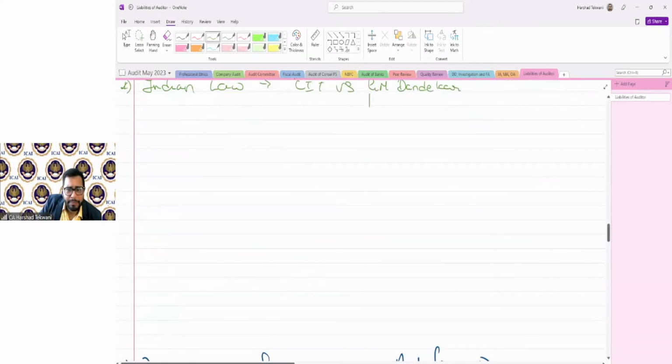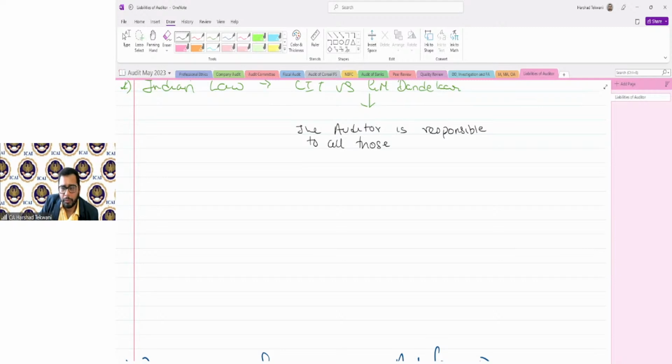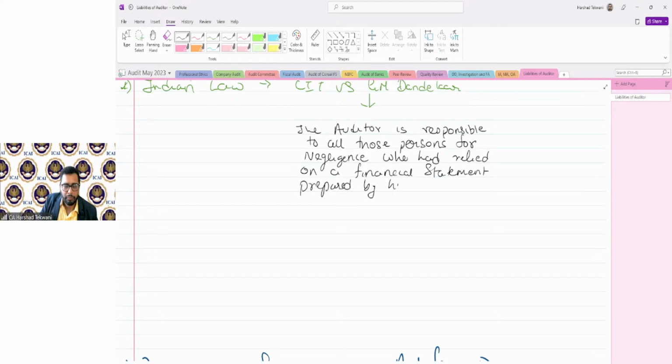So in this case, it was held that the auditor is responsible to all those persons for negligence who had relied on a financial statement prepared by him, which is incorrect. Okay.